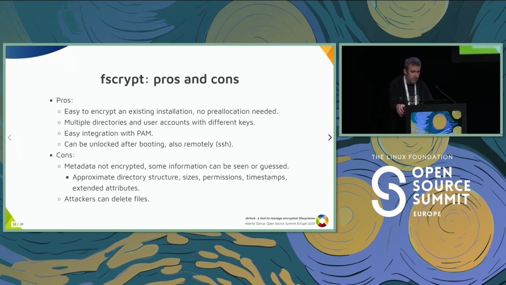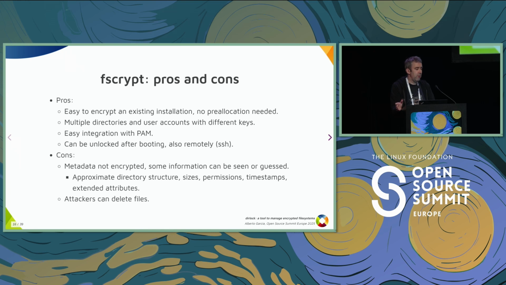The problems are what I said before. I mean, there are more problems, but one of them is that the metadata is not encrypted. So you can get some information about what's there. For example, you can know the size of the encrypted data. You can even see the approximate directory structure. So if you know what's there, you can kind of guess what's inside.